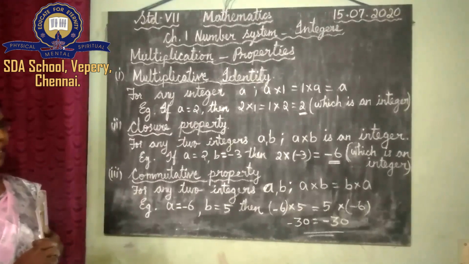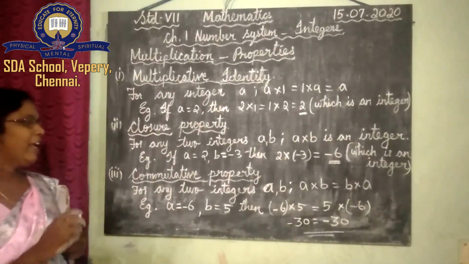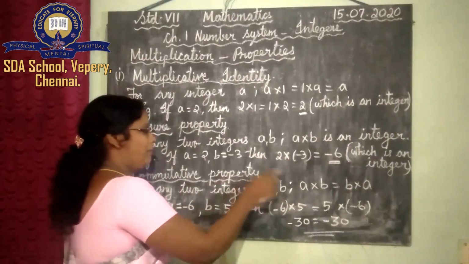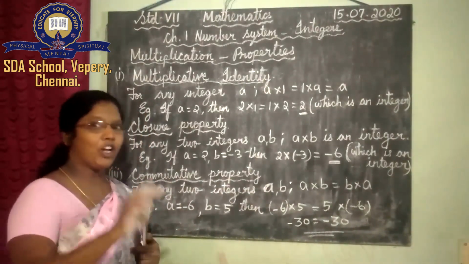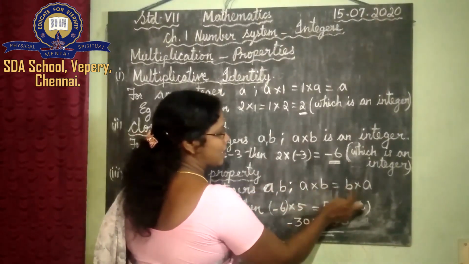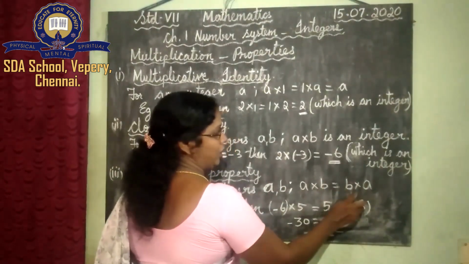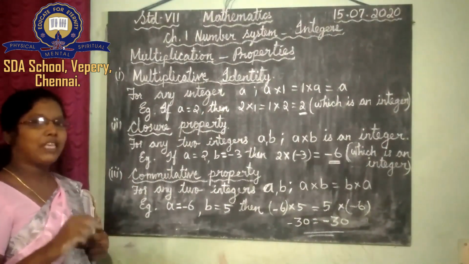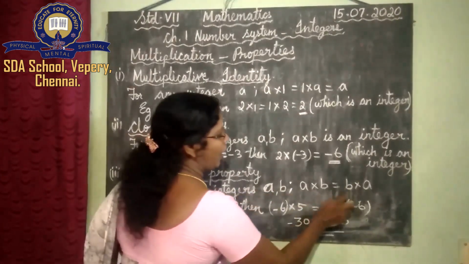Commutative property. Commutative property. For any two integers, again we are taking two integers, a and b. Now, I am changing the order of integers. Here I am multiplying a and b. On the other side, RHS, I am multiplying b and a. I am changing the order of integers. Even if I change the order of integers, I will get the same answer on both sides. You see here, a into b and b into a.